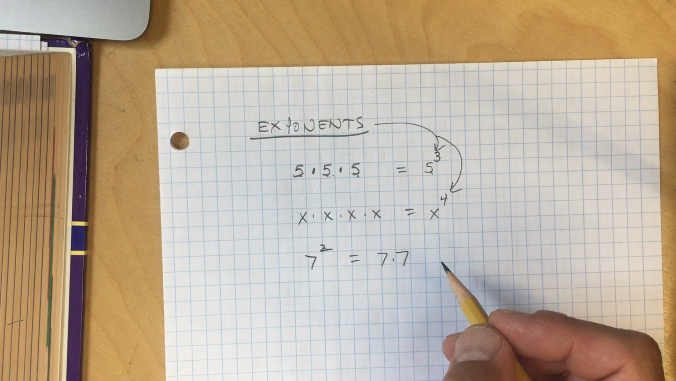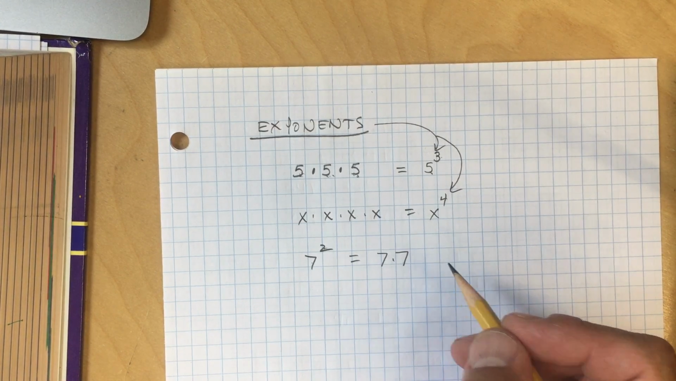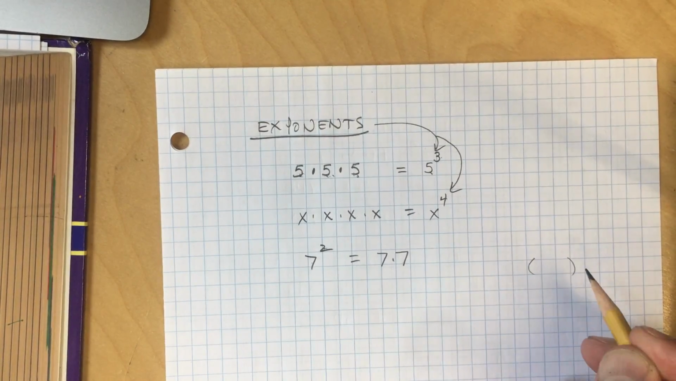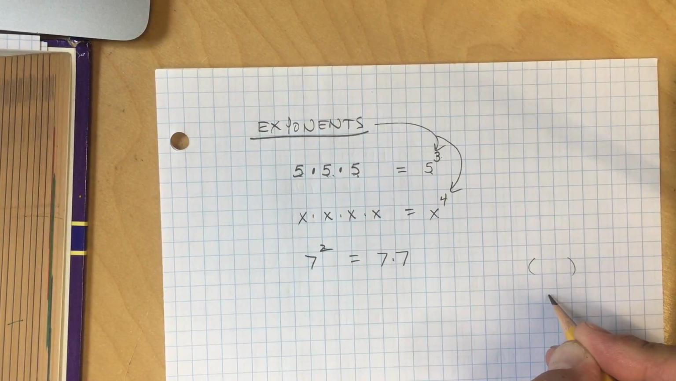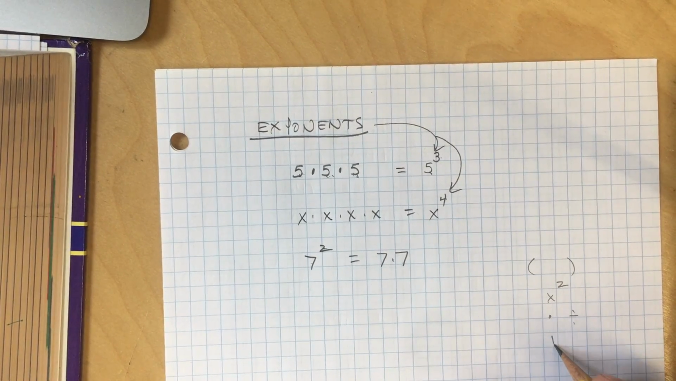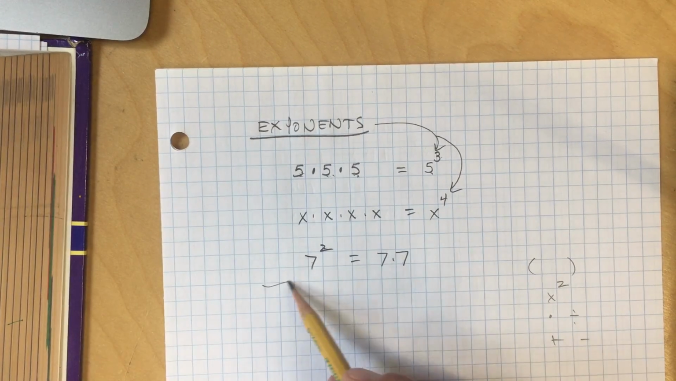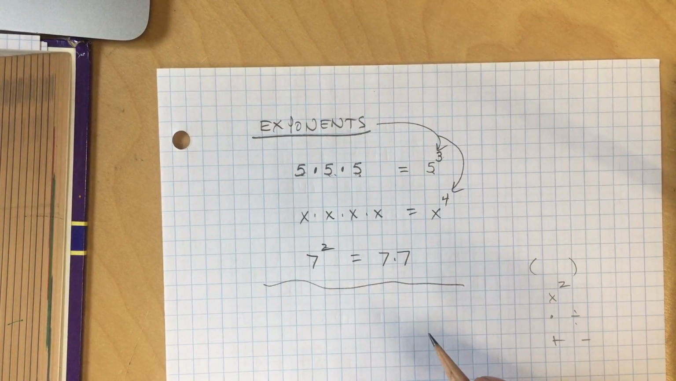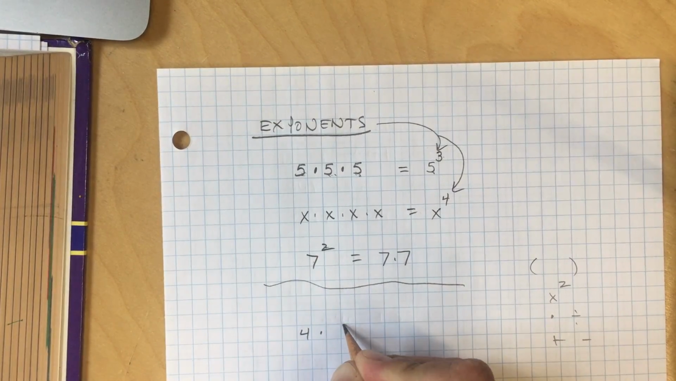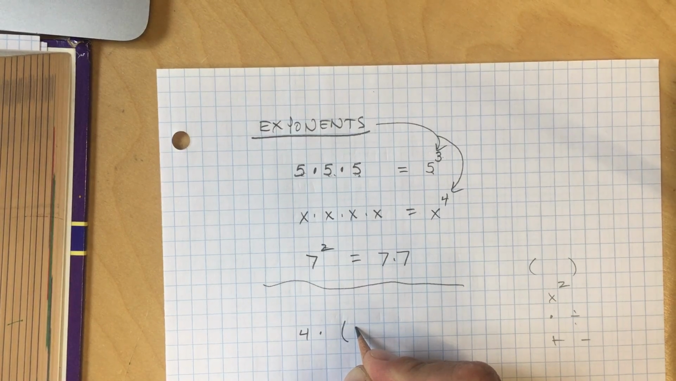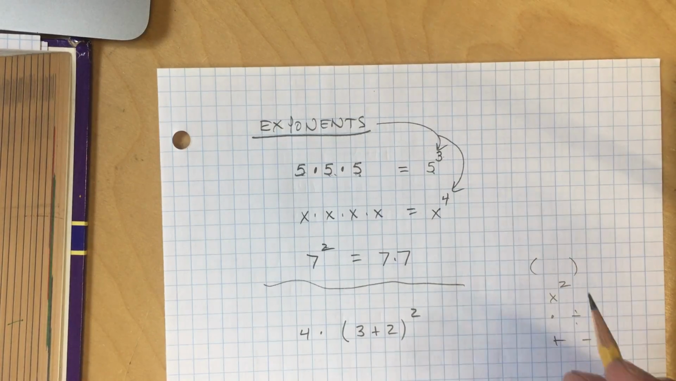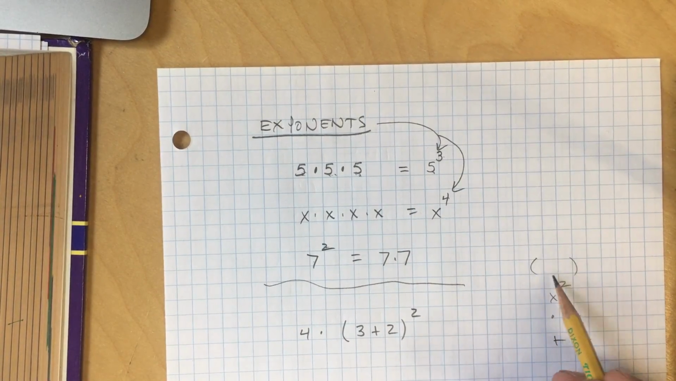Now, when we do order of operations with exponents, what we're always going to do is grouping symbols, then exponents, then multiply, divide, and then add, subtract. So, for example, if you had something like 4 times (3 plus 2) squared, what you'd want to do is the grouping symbols first.